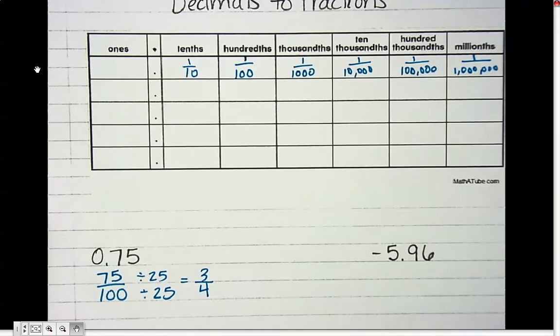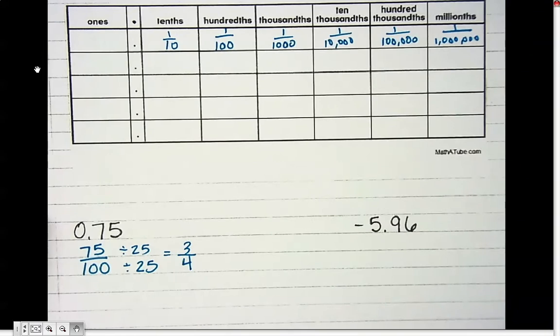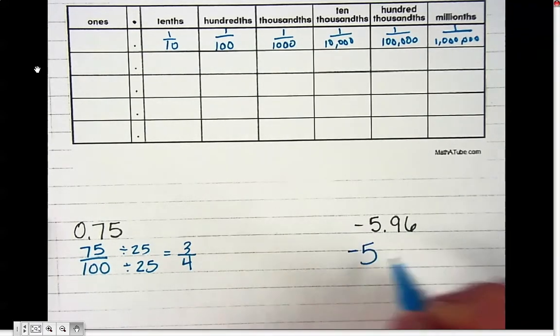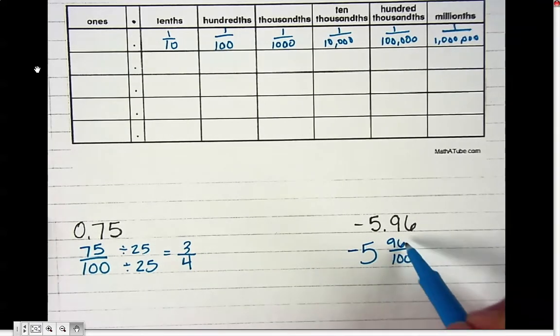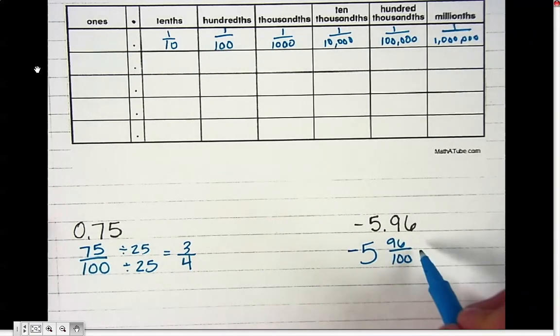All right, next let's look at -5 and 96 hundredths. So I'm going to start out by writing -5 and 96 over 100. The name 96 hundredths implies it's going to be over 100. So I need to simplify this. And it looks to me like this is going to be divisible by 2. I'm not sure if it's going to be divisible by anything else. So I think I'm going to start by dividing by 2.